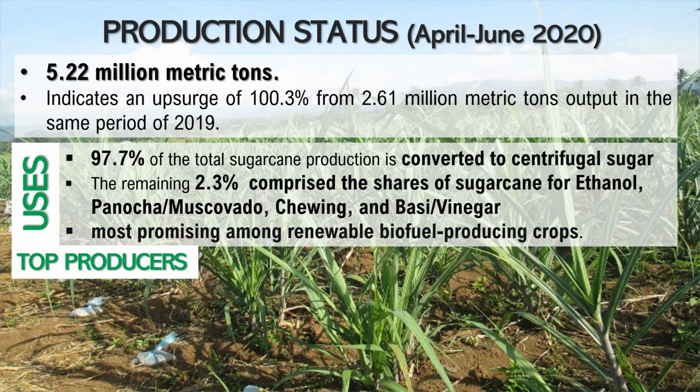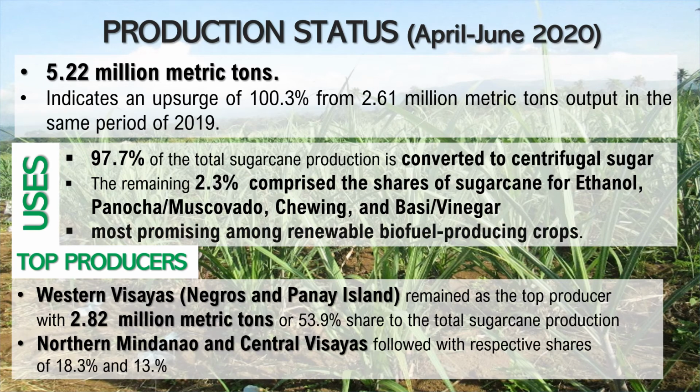So, from among the crops that are sources for renewable biofuel, sugarcane is the most promising. In terms of top producer area in the Philippines, it is still Western Visayas, where Negros and Panay Island are located, that was considered the top producer of sugarcane with 2.82 million metric tons or 53.6% share of the total sugarcane production. Northern Mindanao and Central Visayas followed with respective shares of 18.3 and 13.1%.